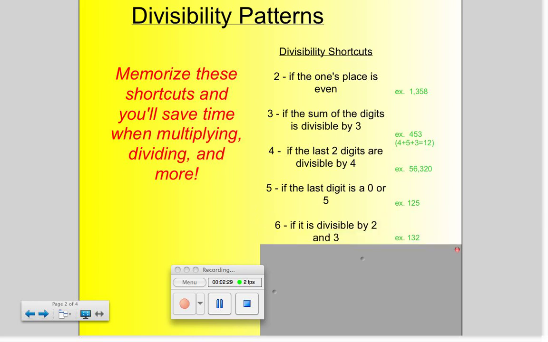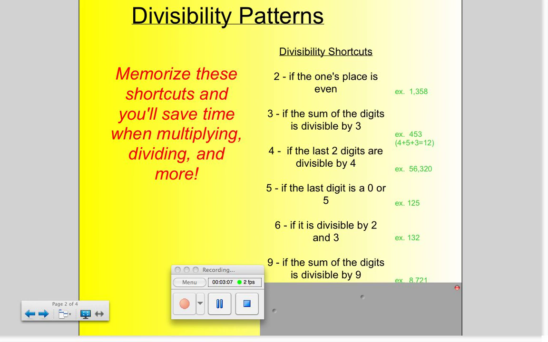The rule for 6 is also pretty straightforward. If a number is divisible by 2 and 3, then it's also divisible by 6. So we know that the rule for 2 means that we're going to have to look at the ones place. In my example here, 132, that's an even number, so we know it's divisible by 2. Also, if I add up those digits, 1 plus 3 plus 2, that equals 6, and we know that 3 goes into 6 evenly. So therefore, it's divisible by 2 and 3. That means it's divisible by 6. All right, two more rules to go.